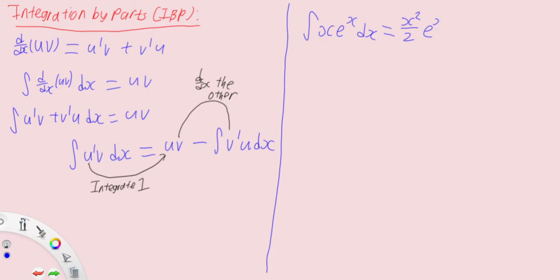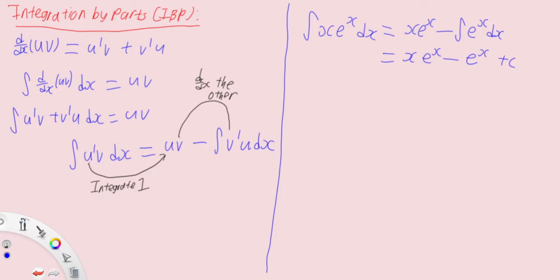Because of this, we would integrate e^x first. When we integrate e^x, we get back e^x. Now we differentiate x to give us the integral of e^x dx, because if you differentiate x, you get back 1. And now you realize you get a very easy integral. And then of course, not forgetting your plus c. So this is simply integration by parts.